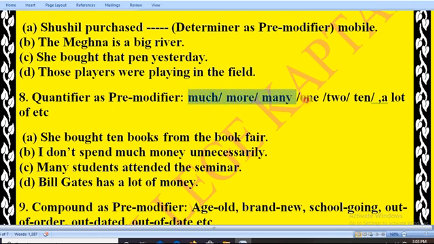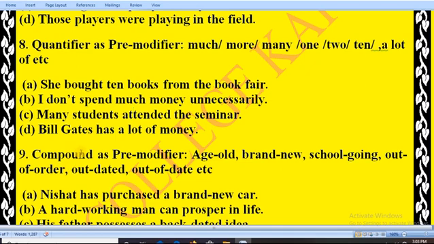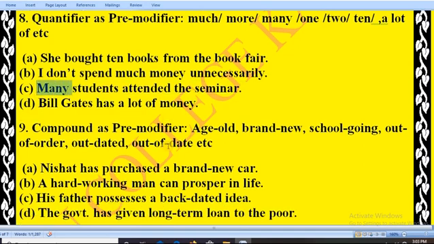Here much, more, many, 1, 2, 10, a lot of, these types of words are called quantifiers, যেগুলো দ্বারা পরিমাণ বোঝায়। পরিমাণ বোঝাতে যে মডিফায়ারগুলো, যেমন she bought 10 books, here 10 is also a quantifier, okay, পরিমাণ বোঝাচ্ছে। Okay, many students, student কতগুলা, অনেকগুলা, many, so this word is a quantifier. Pre-modifier কেন, যে এটা নাউনের আগে বসছে, that's why that is a pre-modifier.